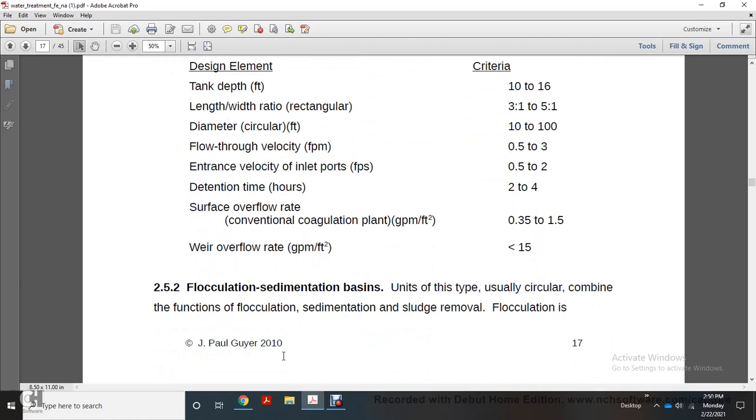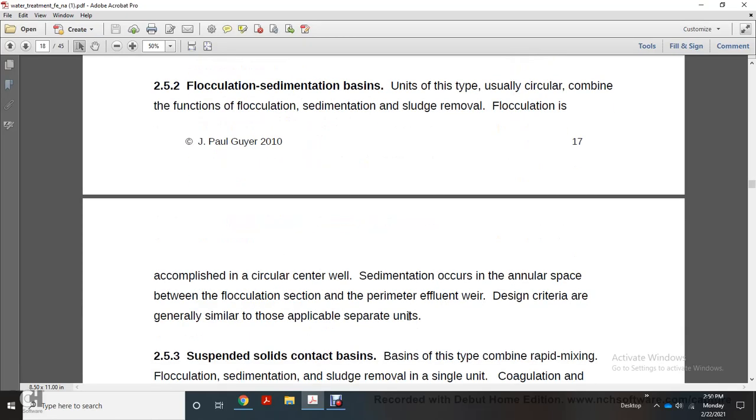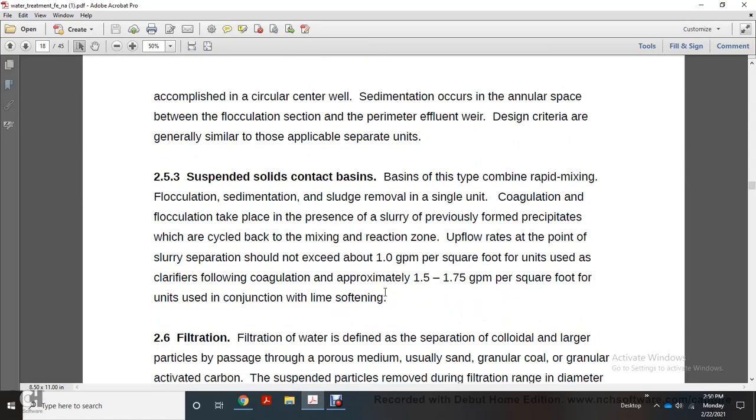Flocculation sedimentation basins are a unit type, usually circular, with the combined function of flocculation, sedimentation, and sludge removal. Flocculation is accomplished in the circle center. Sedimentation occurs in the angular space between the flocculation section perimeter and the effluent weir. Design criteria are generally similar to those applicable to separate units.